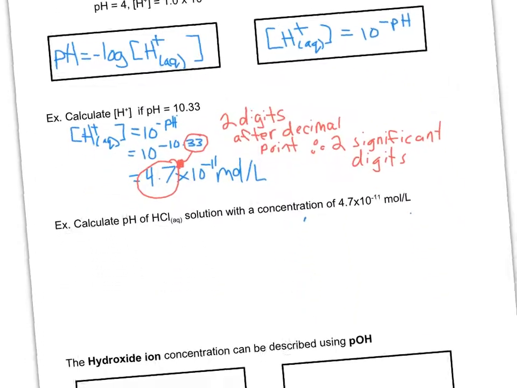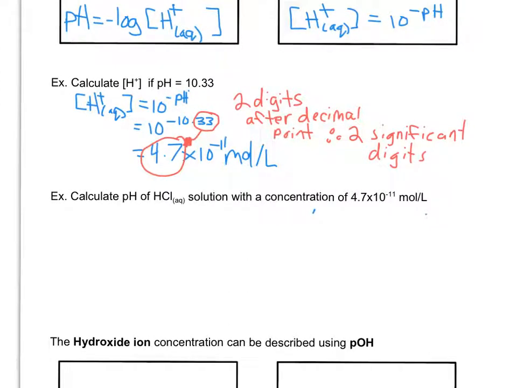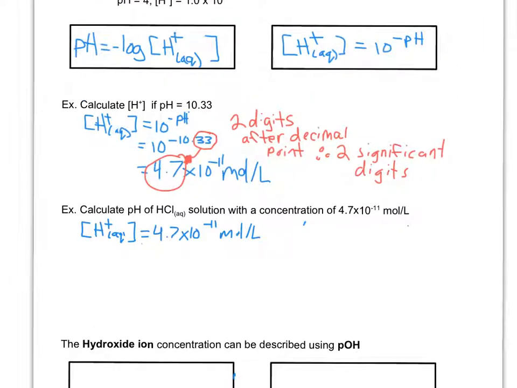The next example we'll look at is we want to calculate the pH of a hydrochloric acid solution that has a concentration of 4.7 times 10 to the negative 11 mole per liter. So again, start by writing out your formula. Before we write out our formula, though, we should just note that because our hydrochloric acid is a strong acid, we know the hydrogen ion concentration is going to equal the same as the concentration of the solution, 4.7 times 10 to the negative 11.